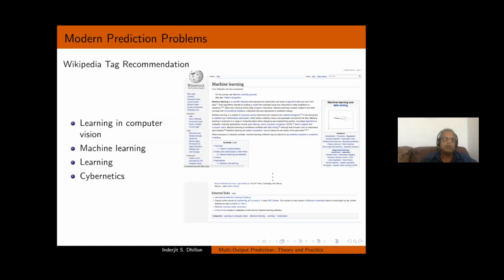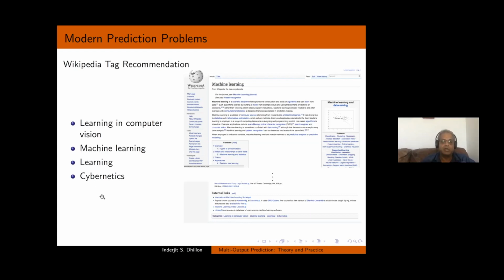But in many modern problems, you have many, many outputs, possibly in the millions. So here is an example. This is Wikipedia tag recommendation. Over here, I show a Wikipedia page. This page happens to be on machine learning. And on the bottom right, you may not be able to see it, so I have repeated it to the left, are the categories that are associated or given by, I think in this case, humans, for these articles. In this case, the 4 categories are learning and computer vision, machine learning itself, learning, and cybernetics.